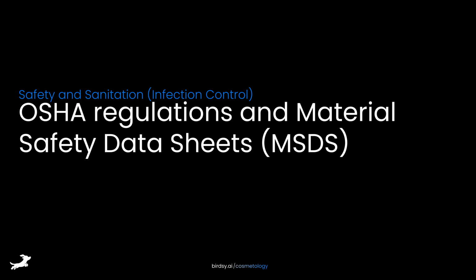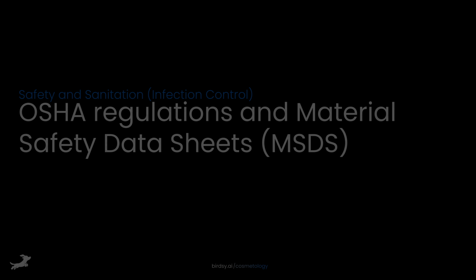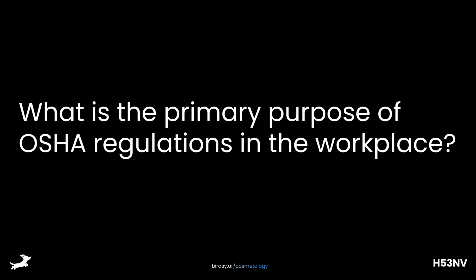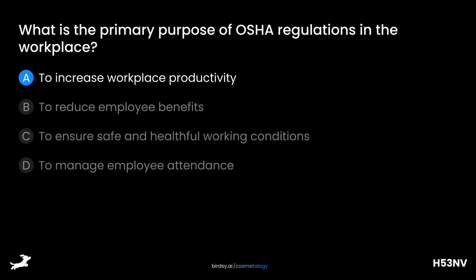OSHA regulations and material safety data sheets. What is the primary purpose of OSHA regulations in the workplace? Is it A, to increase workplace productivity? B, to reduce employee benefits? C, to ensure safe and healthful working conditions? Or D, to manage employee attendance? The answer is C, to ensure safe and healthful working conditions.